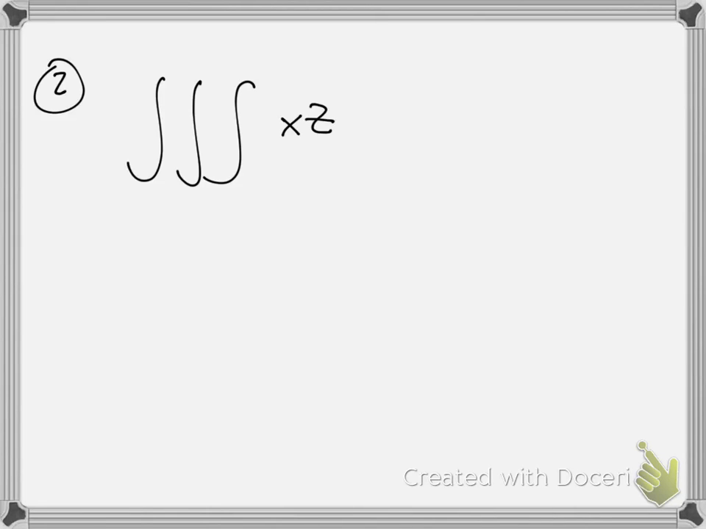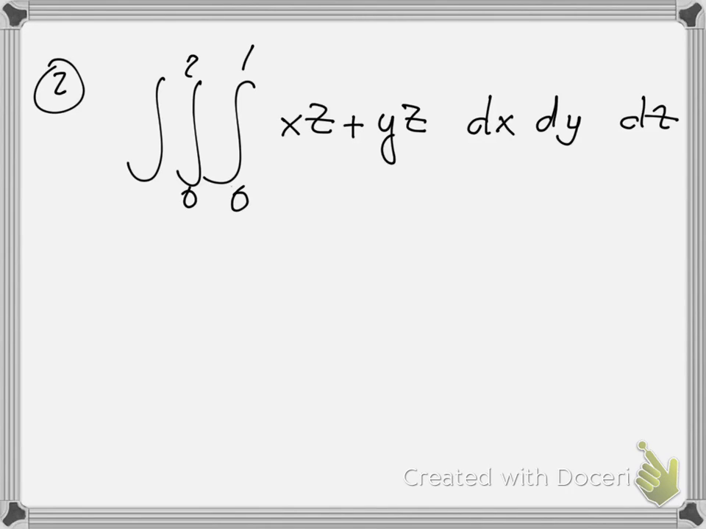Of course, now another example. Let's do a last example. So let's say now we have a function here, not just one, but let's say you have xz + yz, dx, dy, dz, and again x between 0 and 1, y between 0 and 2, and z between 0 and 3.